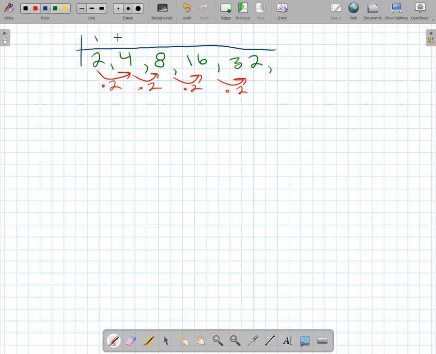And say, this is the first number, that's the second number, that's the third number, that's the fourth number, that's the fifth number. And if somebody said, can you give me the 100th number? Well, yeah, I could keep multiplying by 2 over and over again, but there might be a quicker way to get there. Sometimes there is, sometimes there isn't.